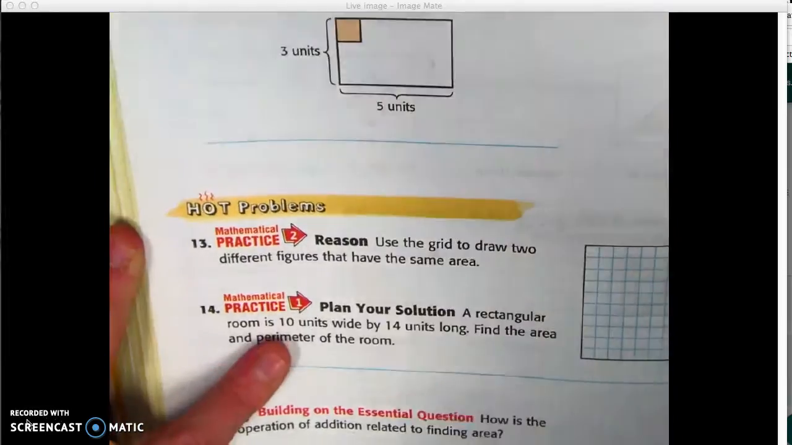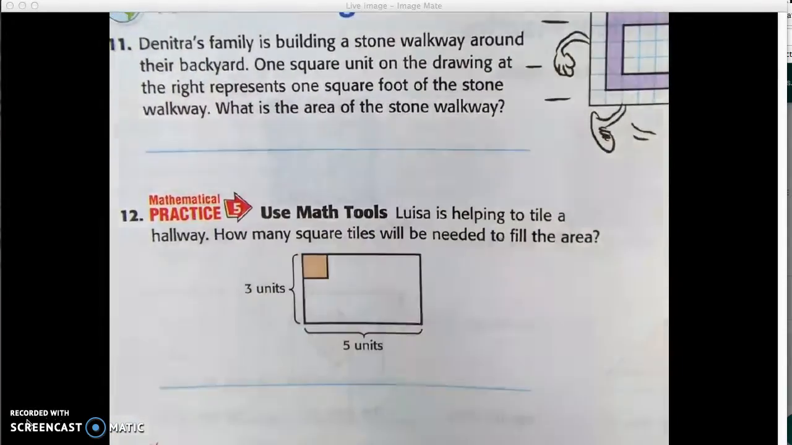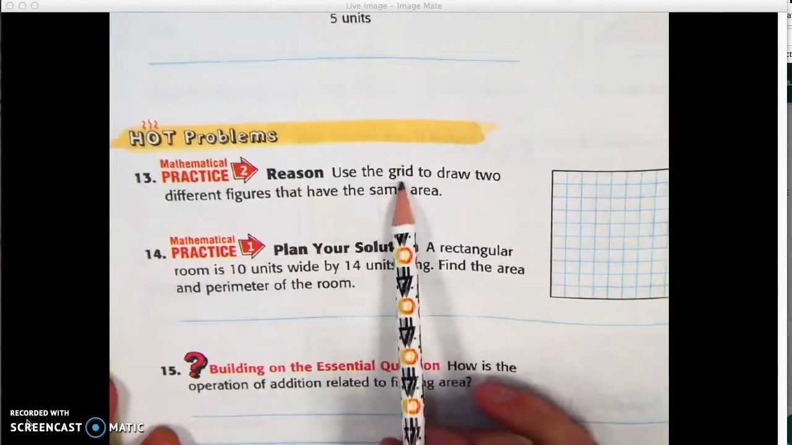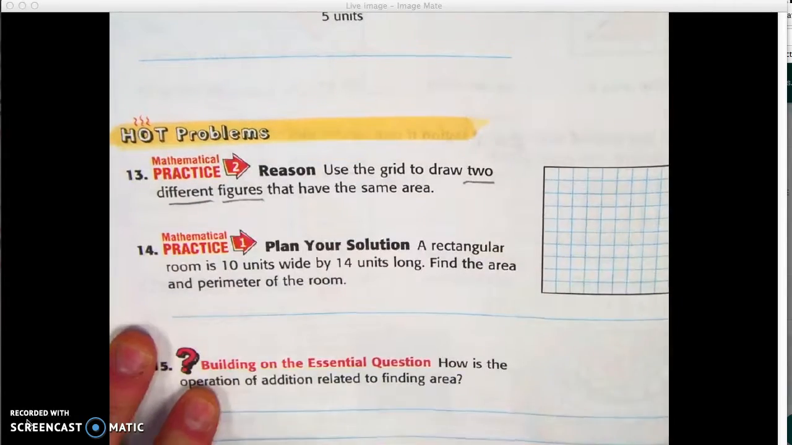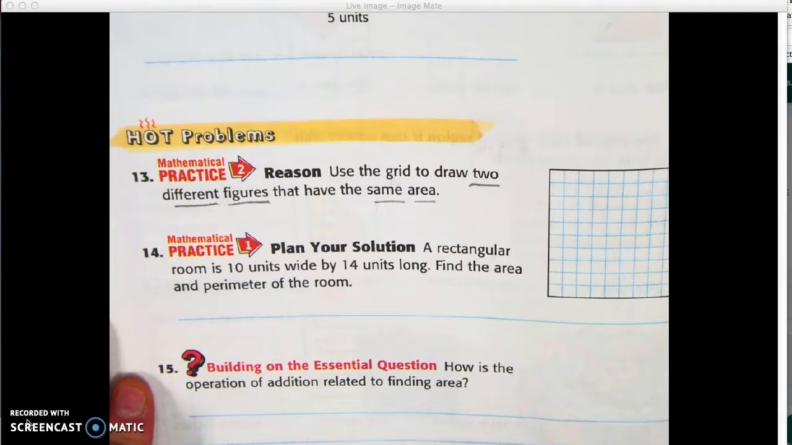On the back, you have some word problems to work through. I'd like you to do the best you can. For your hot problems, use the grid to draw two different figures that have the same area. That's not too difficult. You can go back and look at the guided practice from yesterday.